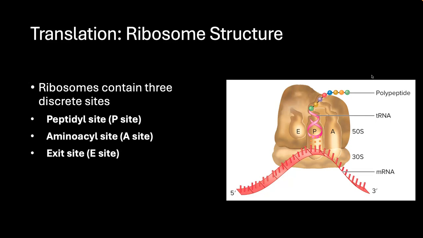For the purposes of translation, we will highlight three important sites: the peptidyl site, or P site, the amino acyl site, or A site, and the exit site, or E site. In the next video, we will see what happens at each of these sites as we progress through the process of translation.